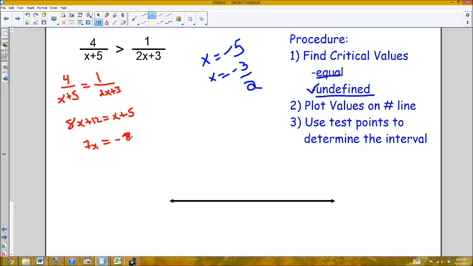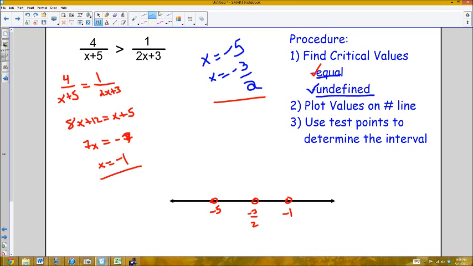12 minus 5 is -7. Miscalculation. 7 divided by 7 will give me -1. So that is one critical value. My undefined values are my other critical values. So I've accounted for when they're equal and undefined, and I'm now going to plot each of those numbers, -5 being the smallest. So I'm going to leave an open circle because I don't know if it's included yet. -5, -3/2 is -1.5, which is smaller than -1. So -3/2 and -1. So those are my 3 critical values.